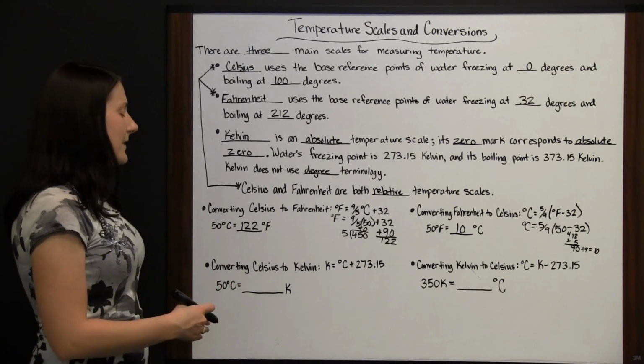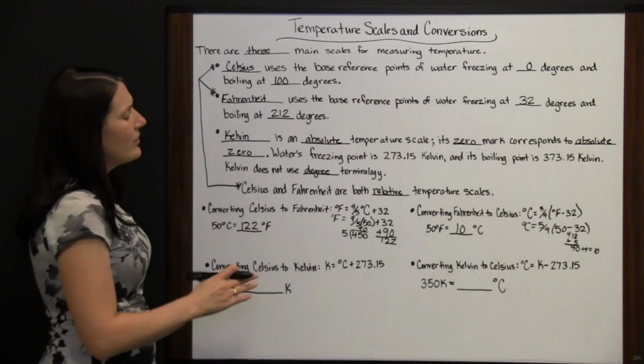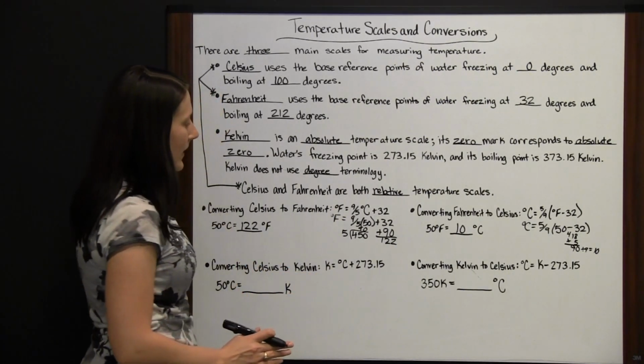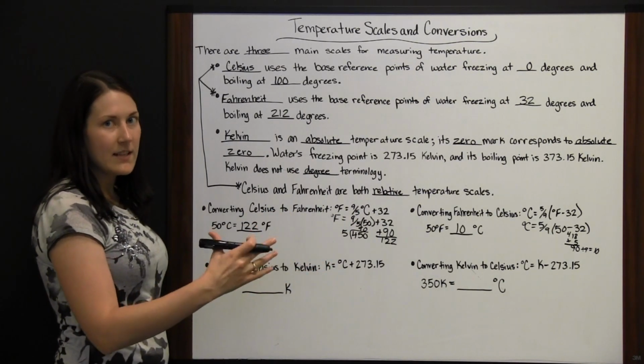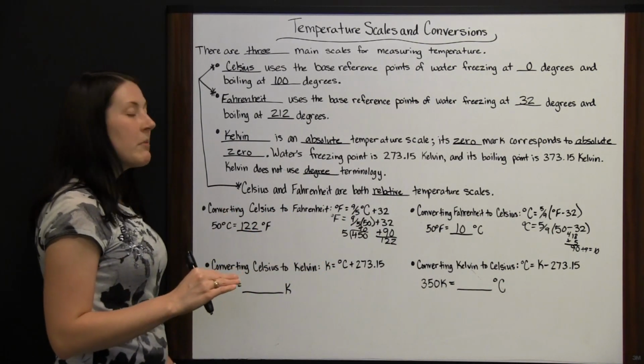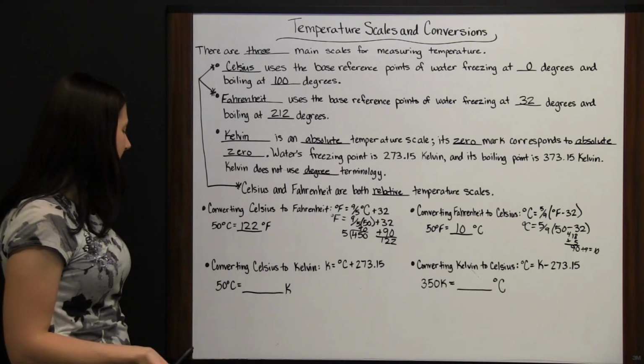So let's look at converting Celsius to Kelvin. There's no direct formula for Fahrenheit to Kelvin. It would just be basically combining the Fahrenheit to Celsius and then Celsius to Kelvin. So it would be best to do it as a two-step process.